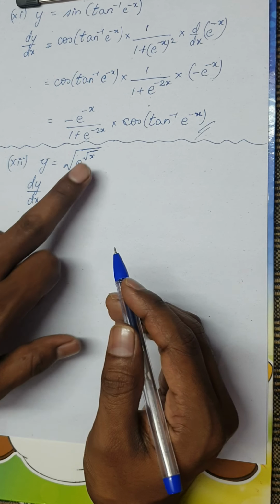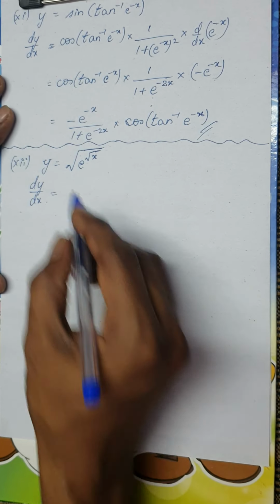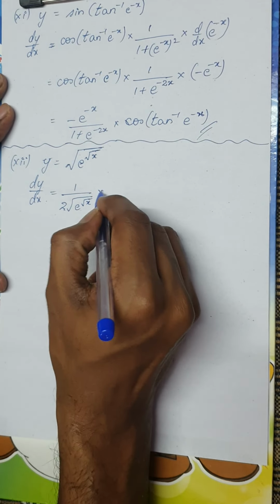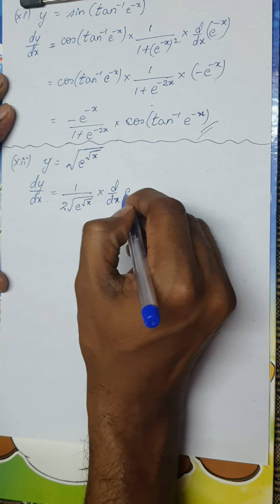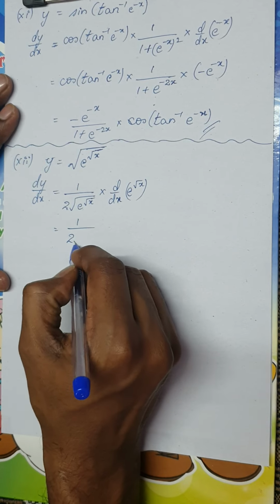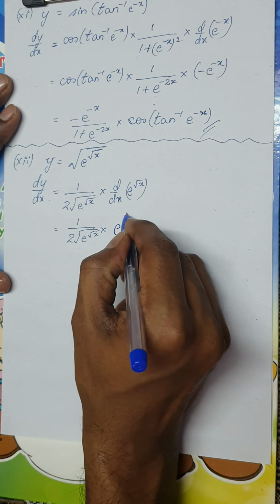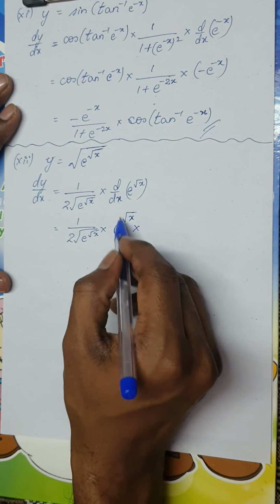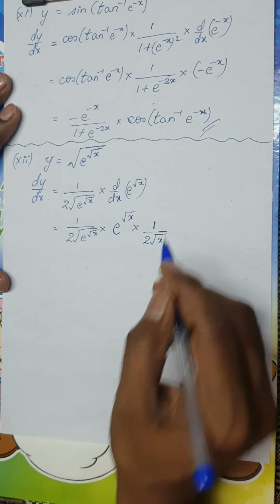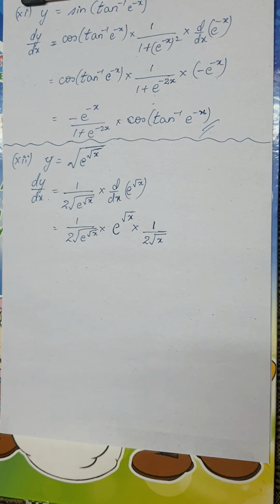dy by dx is equal to, remember, this is of the form root of f of x, consider this entire thing as f of x. We know the derivative of root of f of x is 1 divided by 2 root of f of x into the derivative of f of x, that is e power root x. So this is nothing but 1 divided by 2 root of e power root x into, what is the derivative of e power f of x? It is e power f of x into, again, the derivative of f of x. Your f of x will be root x and the derivative of root x will be 1 by 2 root x. If you multiply it, you are going to get the basic answer here.